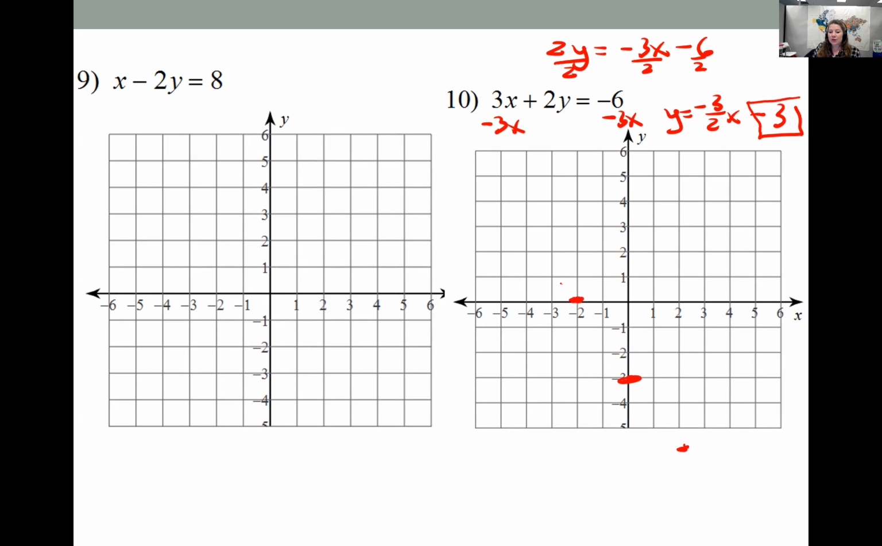You just want to make sure when you're done, your line is going down and to the right. Okay, always double check that. Does my line agree with my slope? My line is negative and my slope is negative.